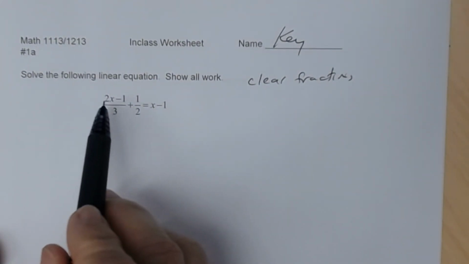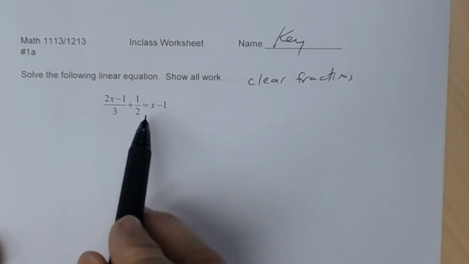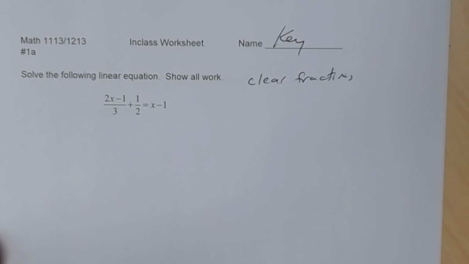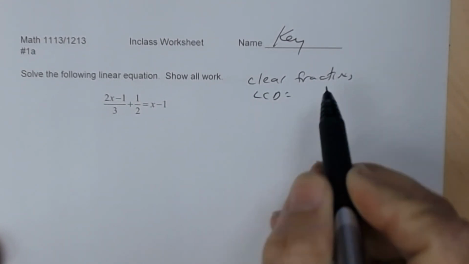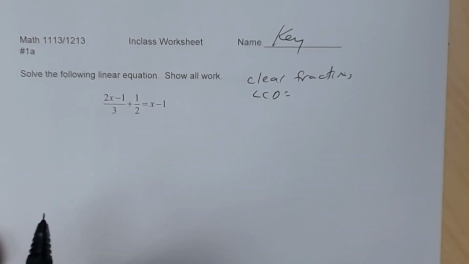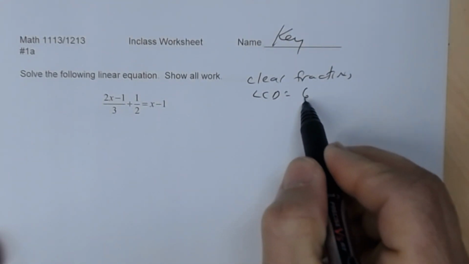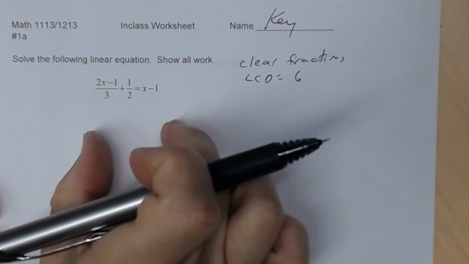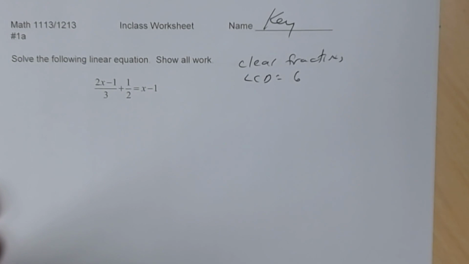So you've got to multiply both sides by a number that 3 and 2 will go into. It could be any number, but you want to use the smallest, because it will make things easier for you. So the least common denominator of 3, 2, and 1, this denominator down here is 1, is 6. Now once you find your least common denominator, you're going to multiply both sides of this equation by 6. Remember, what you do to one side, you have to do to the other.